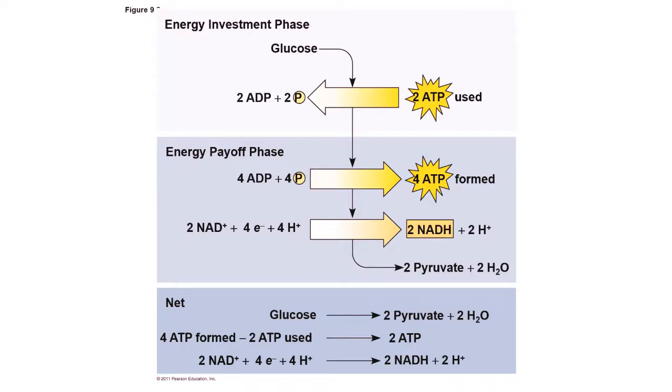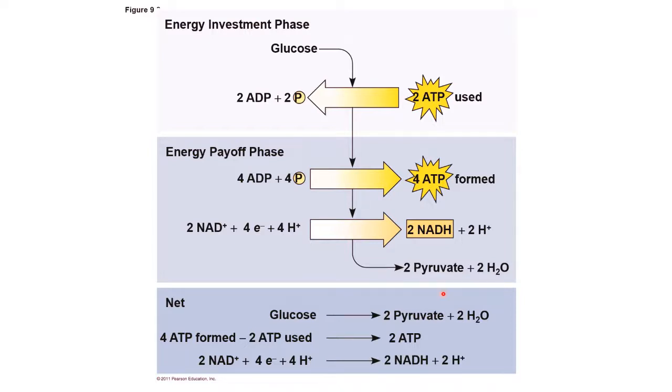Glycolysis generally has 2 phases: the energy investment phase and the energy payoff phase. In the energy investment phase, 2 ATP are used, and in the energy payoff phase 4 ATP are formed. Other than the 4 ATP, there are also 2 NADH produced, and from 1 molecule of glucose, by the end of glycolysis, you will get 2 molecules of pyruvate.